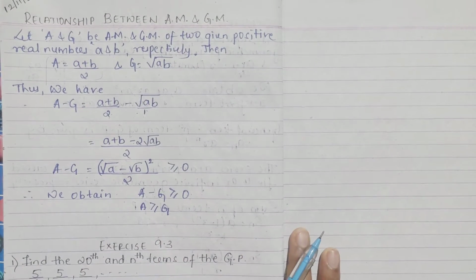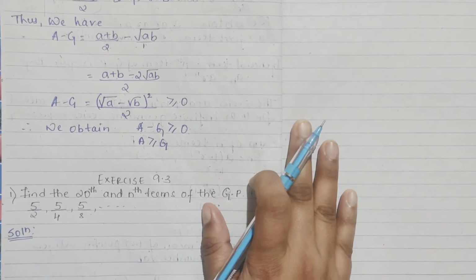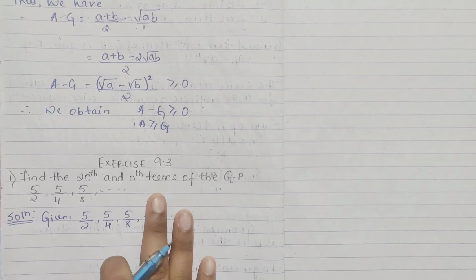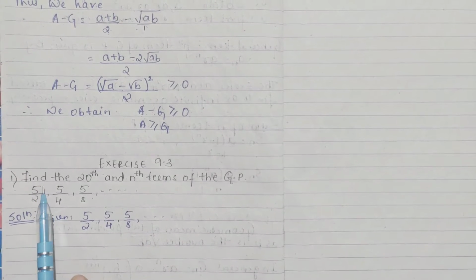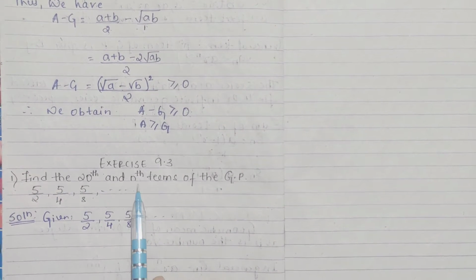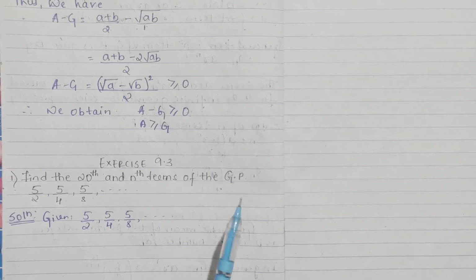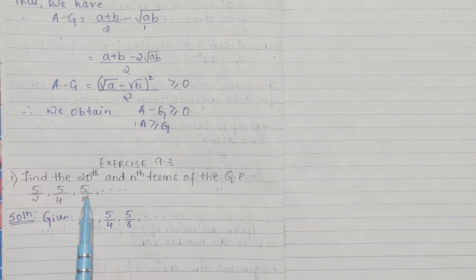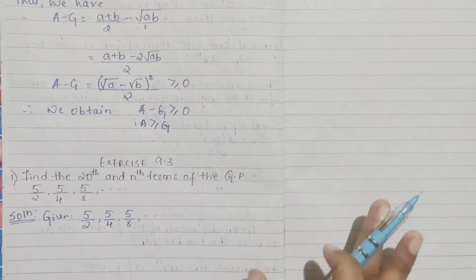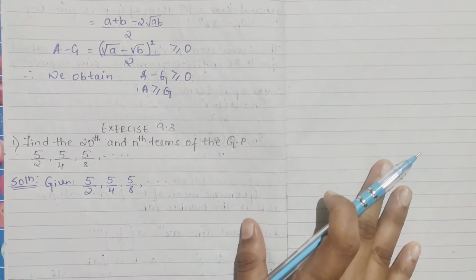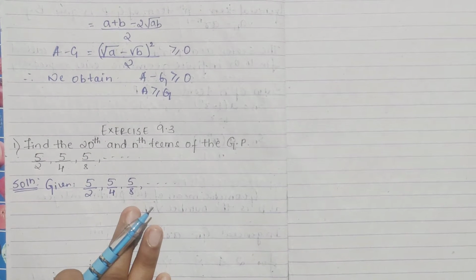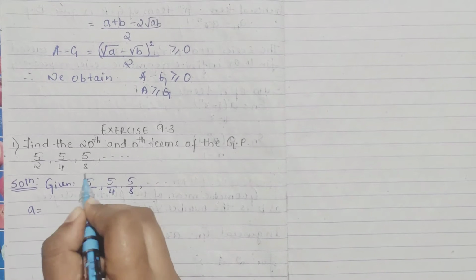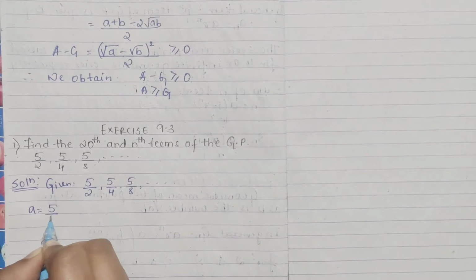Okay. So we will see the exercise part. Exercise 9.3, I have taken the first question. Find the 20th and nth terms of the GP 5 by 2, 5 by 4, 5 by 8, and so on. Solution: first write down the given. To find the GP terms, obviously you have to use the formula. First we will write our a. What is our a term? That is the first term, it is 5 by 2.